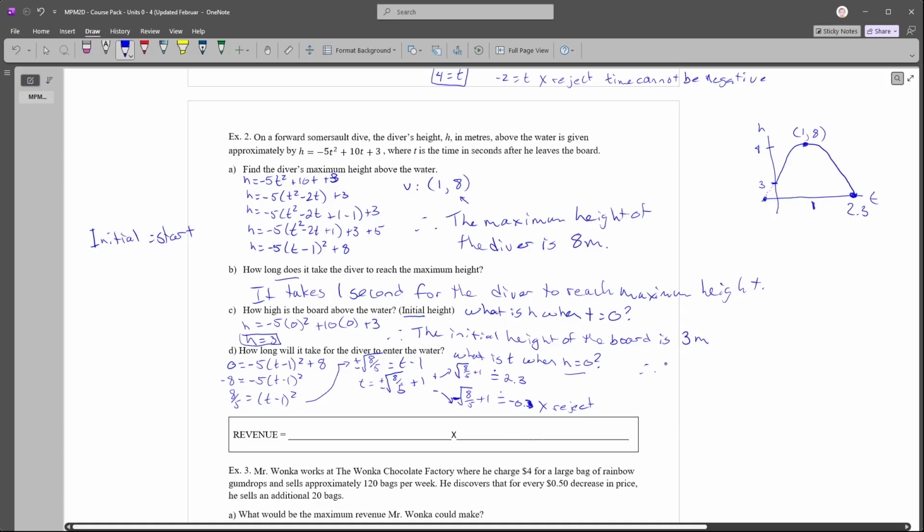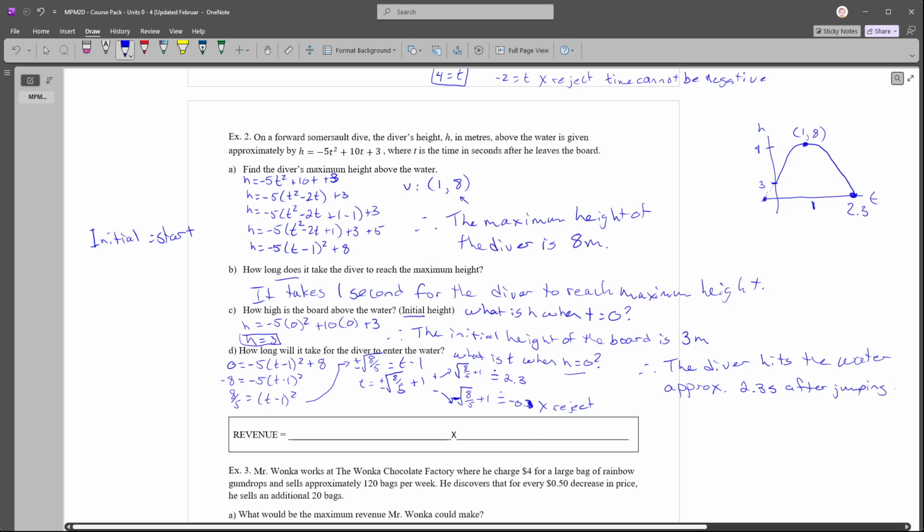So therefore, the diver hits the water approximately, I'm just going to use short form there, approximately 2.3 seconds after jumping. Or I guess after diving. What's the term here? After diving? I don't know. I guess after jumping.